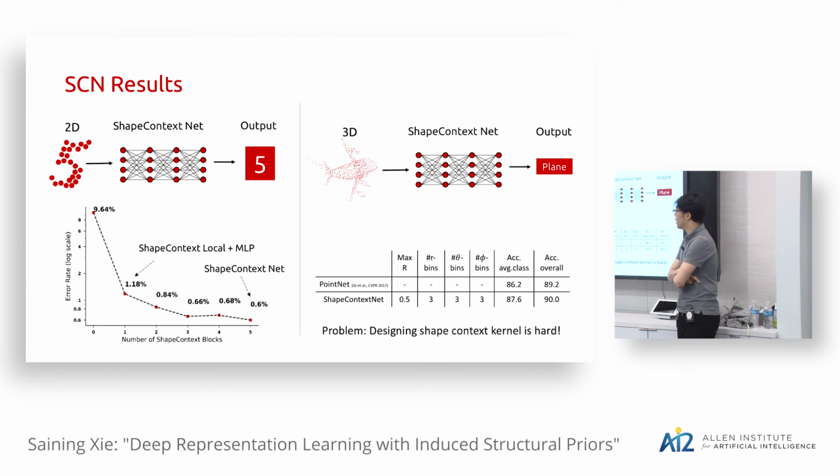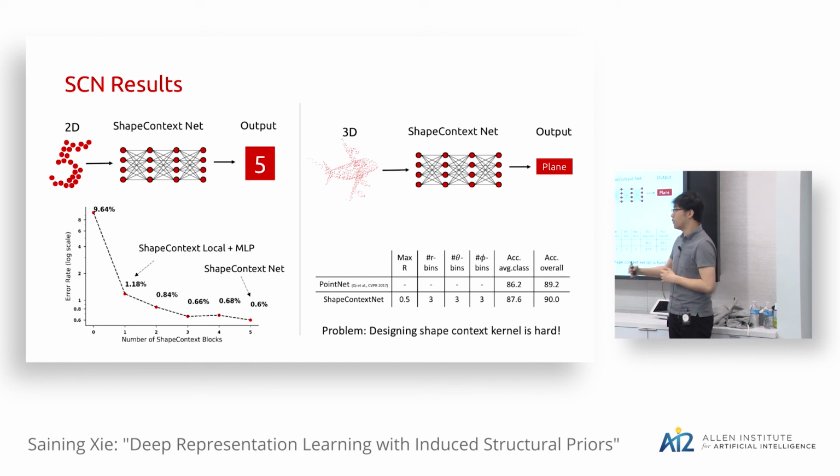So here are some results. As a toy example in 2D, as you can see, we have a curve like this. This shows what we are trying to do by building this kind of deep neural network architecture. So 1.18% error rate, this is comparable to traditional machine learning baselines, right? So you first have a shape context local descriptor, and then you add an MLP layer there, okay?